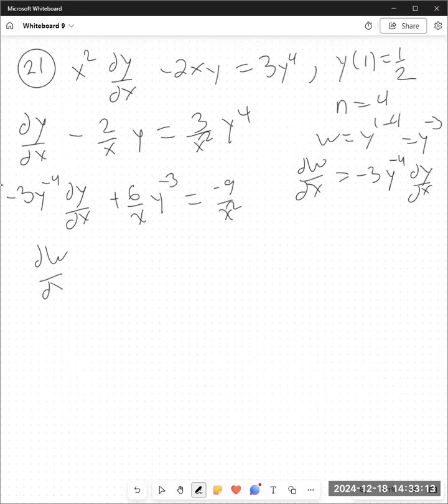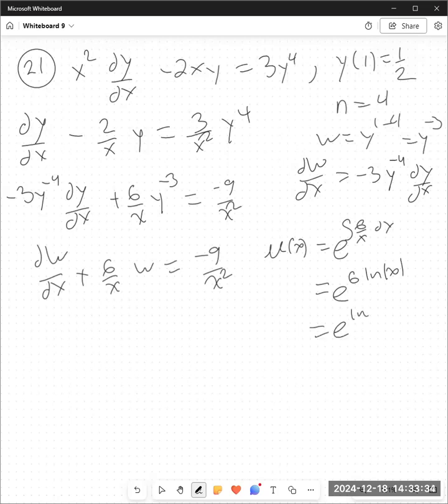dw/dx plus 6 over x times w is equal to negative 9 over x squared. Our integrating factor is e to the integral of p of x dx. So that's going to be e to the 6 ln of the absolute value of x, or e to the ln of x to the 6th, which is equal to x to the 6th.